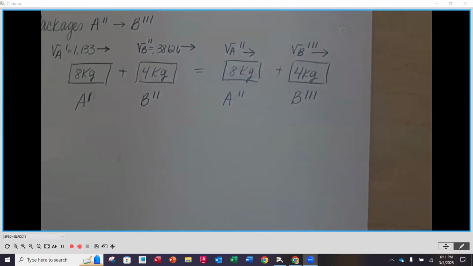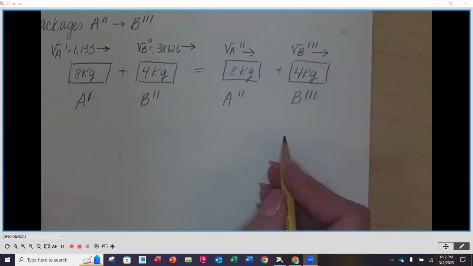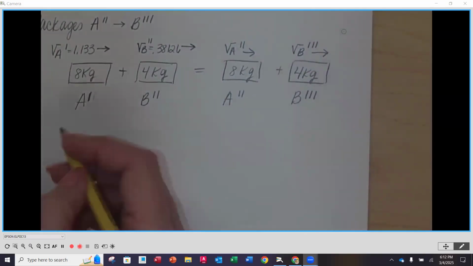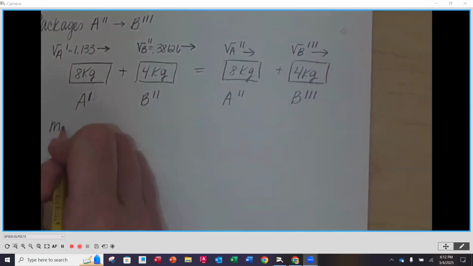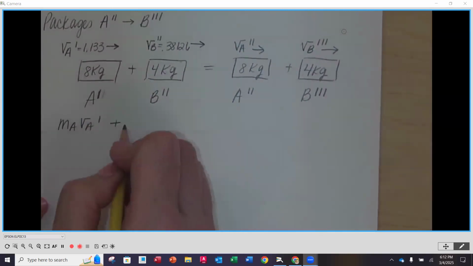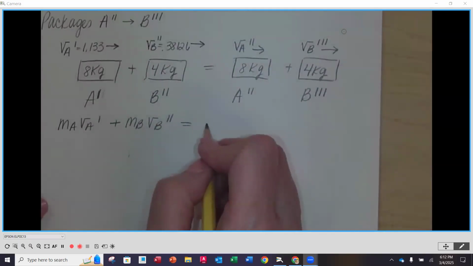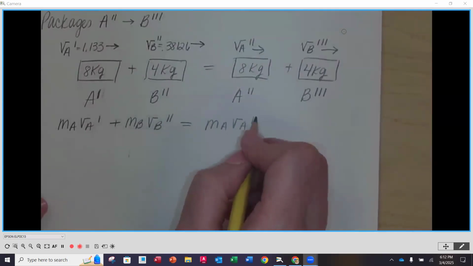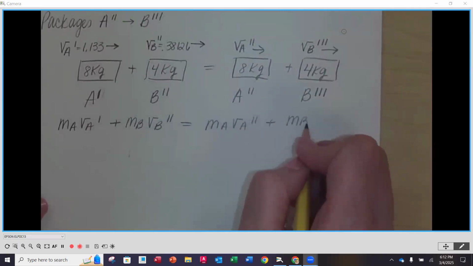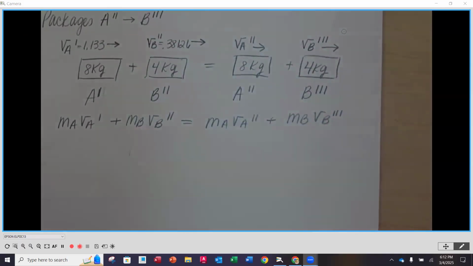Okay, so now we can write out the variables for the conservation of linear momentum. So again, remember, you do have to write out your equation in variable form first. Don't start writing numbers until you have it there. So you do need to write the mass of A times velocity A prime plus mass of B times velocity B prime prime is equal to mass of A velocity A prime prime plus mass of B velocity B prime prime prime. Okay. And now you can fill in your numbers.